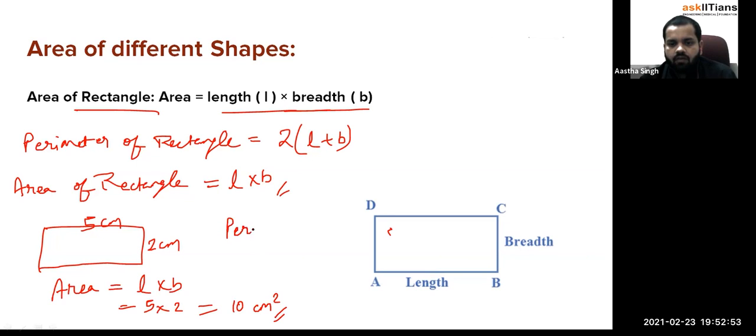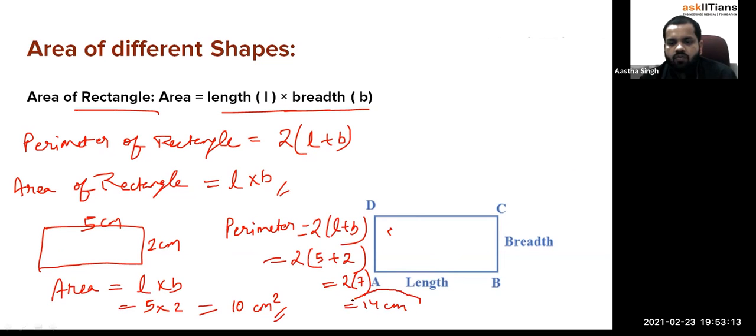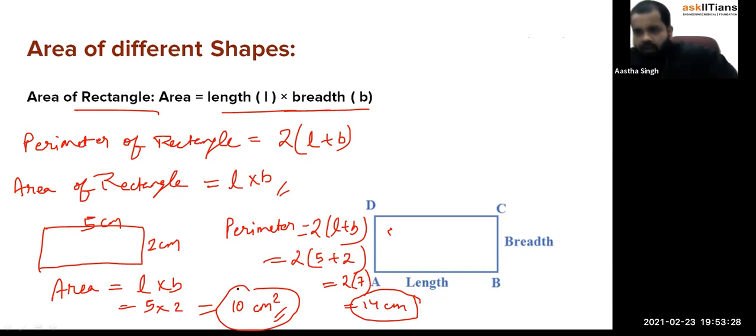What if it asks to find the perimeter? The perimeter of a rectangle is given by twice of L plus B, right? Twice of length 5 plus breadth 2. Your 5 plus 2 will add to 7. Your 7 into 2 will become 14 centimeter. So 14 centimeter will be your perimeter and your 10 centimeter square will be your area of the rectangle, right? Of the given example. So I think the point is clear. Area of a rectangle is equal to length into breadth. Perimeter is equal to twice length plus breadth.